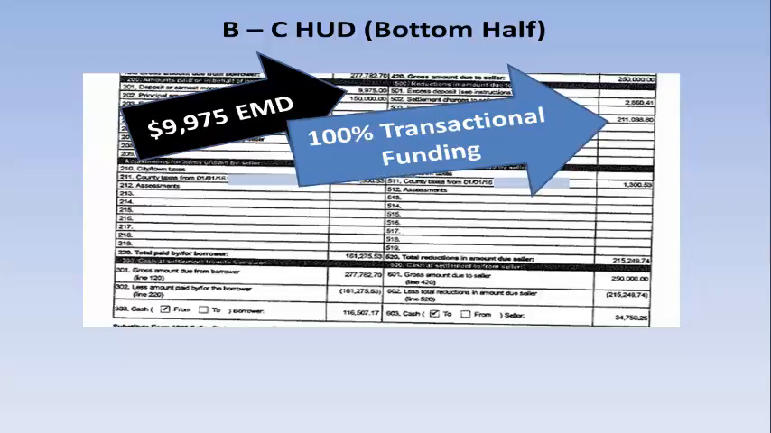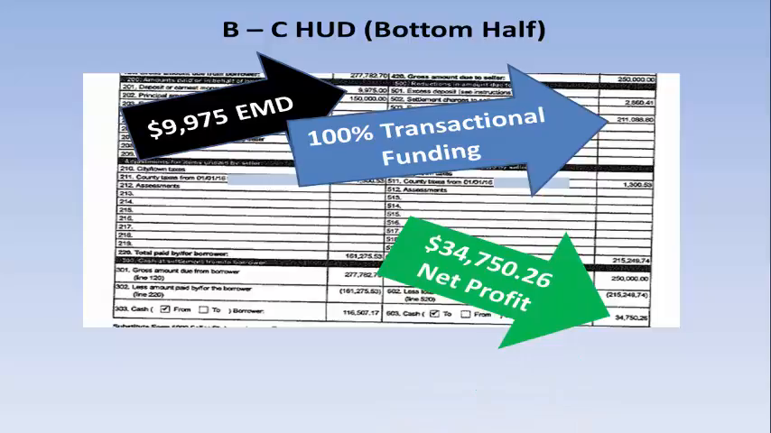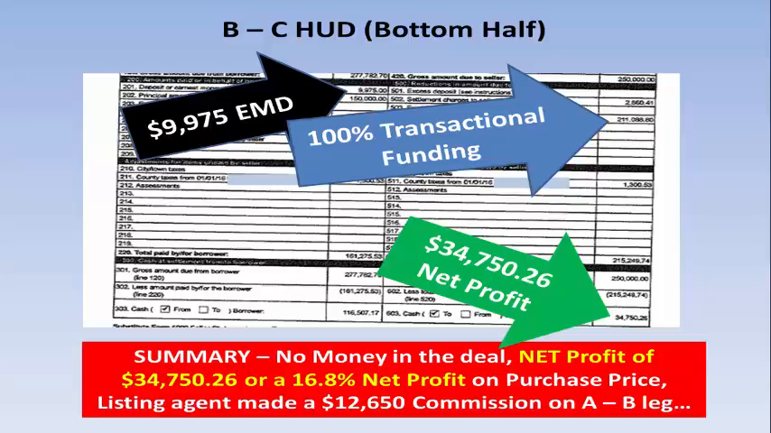So there's 100% transactional funding. It also includes the transactional funding fee. This is a choice by closing agents whether they put it as a separate line item or they include it as the payback. It doesn't matter, as long as I get my money for transactional funding and you get your profit, which in this case is $34,750.26. What does that look like now? In summary, no money in the deal, net profit of $34,750.26, or about 16.8% net profit on the original purchase price. The listing agent made $12,650 commission on the A to B leg, and frankly, you can figure that out whether it's 5 or 6%.